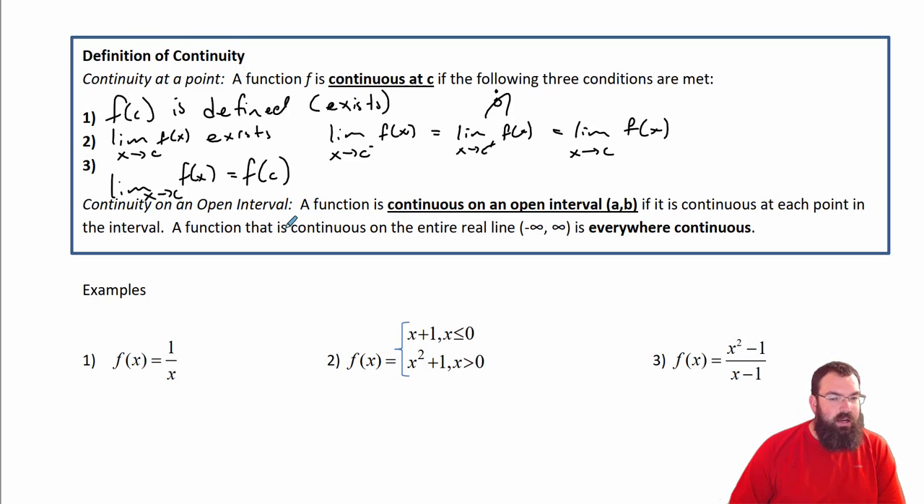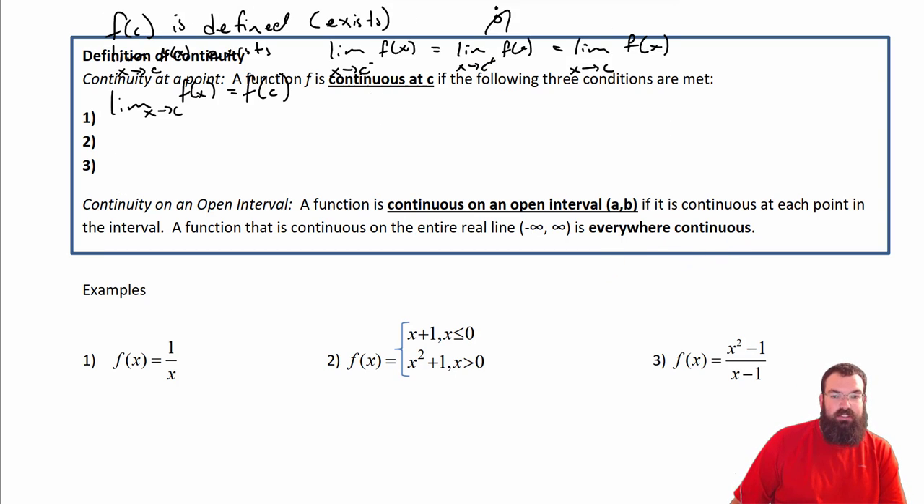So, continuity on an open interval. A function is continuous on an open interval (a, b) if it's continuous at each point in the interval. A function that is continuous on the entire real line, negative infinity to infinity, is continuous everywhere. Okay? So some examples. What the heck does this mean?